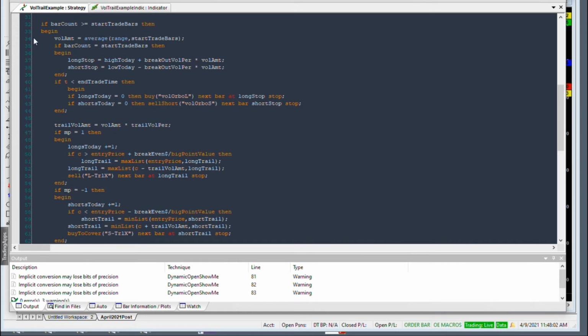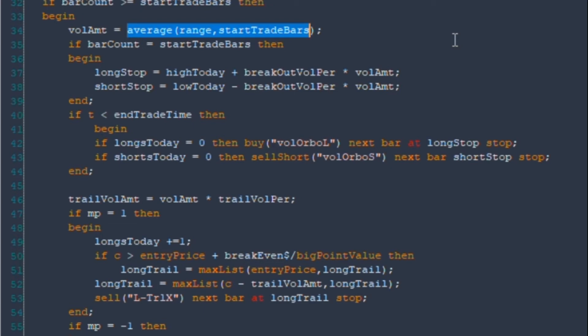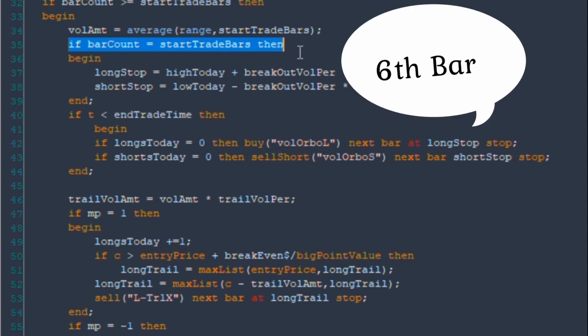What I'm doing is calculating my volatility amount as the average of the ranges of the start trade bars. So I'm keeping track of the average range on a trailing basis. It looks like I'm doing a trailing value here. So every new bar, I recalculate 6 bars back. New bar, 6 bars back. New bar, 6 bars back. So it's a trailing volatility amount. If bar count equals the start trade bars, which means I'm on the 6th bar of the trading day, or the 7th, I don't know, 6 or 7.